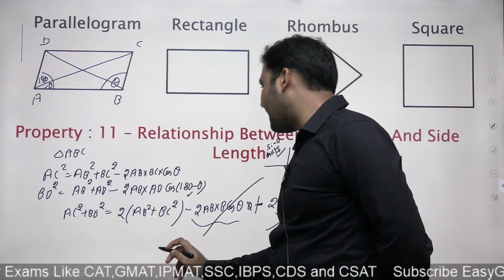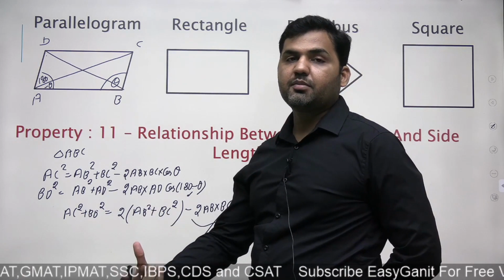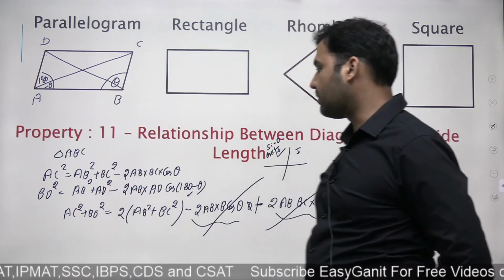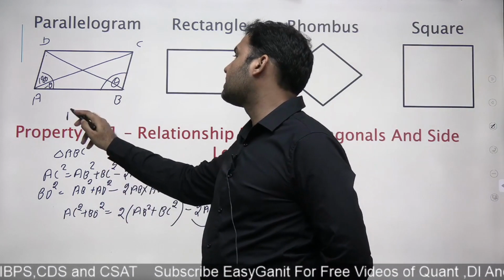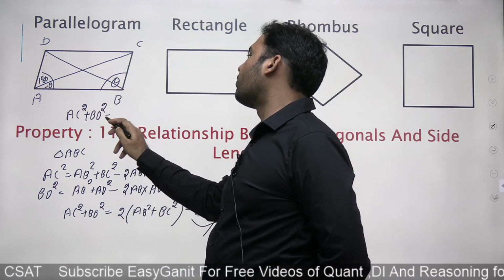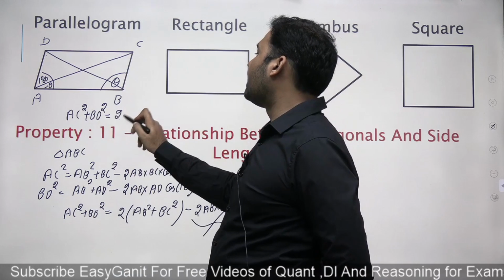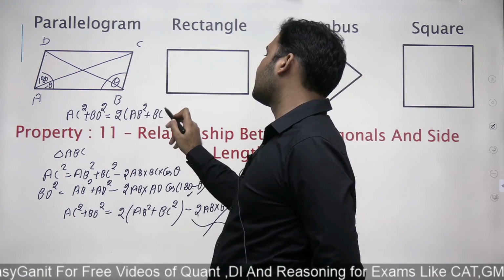And the property you can finally write down, which defines a relationship between the diagonals and the sides of the parallelogram. So parallelogram या sides के बीच में जो relation बनेगा in case of a parallelogram is: the sum of squares of the diagonals, AC square plus BD square, will be equal to 2 times the sum of squares of adjacent sides.